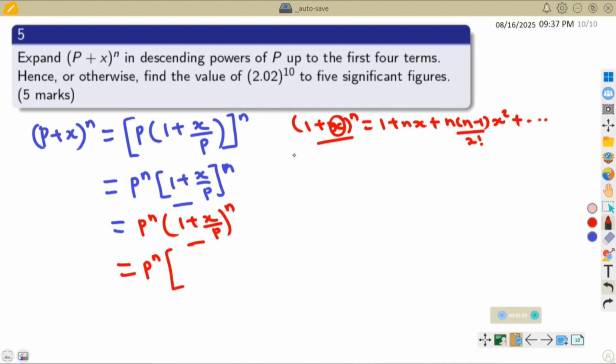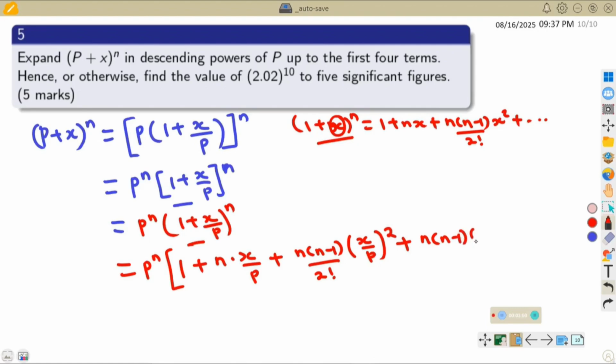We are trying to relate it with this, and if we try to relate this, x over p is in position for x. So we shall have this as 1 plus n, our n remains, times x, our x is x upon p, then plus n into n minus 1 over 2 factorial, then x is squared. So our x for this case, we are considering x over p, and this will be squared. Then plus n into n minus 1 into n minus 2 divided by 3 factorial, and our x here will be x over p, which is to power 3. So that is the one that is in position for x. So that is the next term after this. So that is what we shall have.